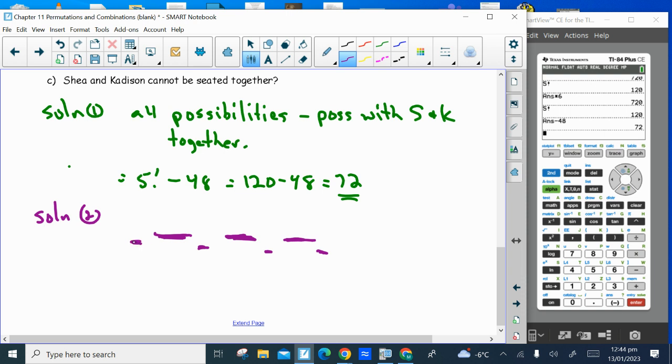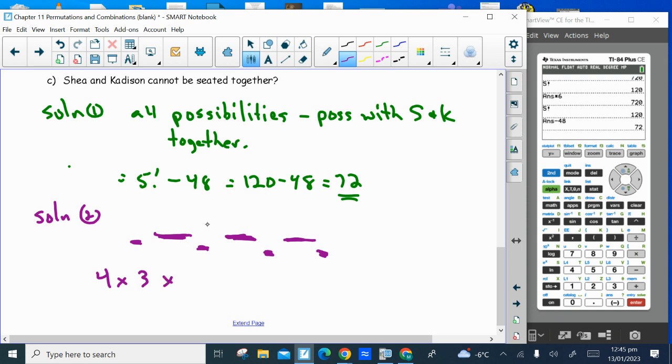Again, if these smaller lines at the bottom represent where Shay and Caddison could sit, no matter where you put them there, they're going to be separated, which is what we need. All right. So if we're looking to see where we can put, let's say, the first person, Shay, there are 4 choices to put Shay, times 3 choices to put Caddison. And it doesn't matter if you say I'm going to put Caddison first, there'd be 4 choices for Caddison and then 3 choices for Shay. So those are the number of possibilities we have to place those 2.